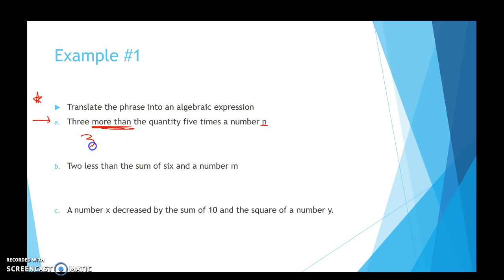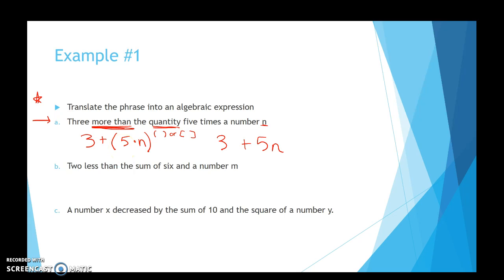So 3 more than the quantity. When we see quantity, that means grouping, parentheses, or brackets. So that would be parentheses 5 times the number n. So 3 plus (5 times n). That would be my algebraic expression for A. Another way you could write it too would be 3 plus 5n. I would accept that. But since we do have quantity, we could put the brackets in or parentheses for that.